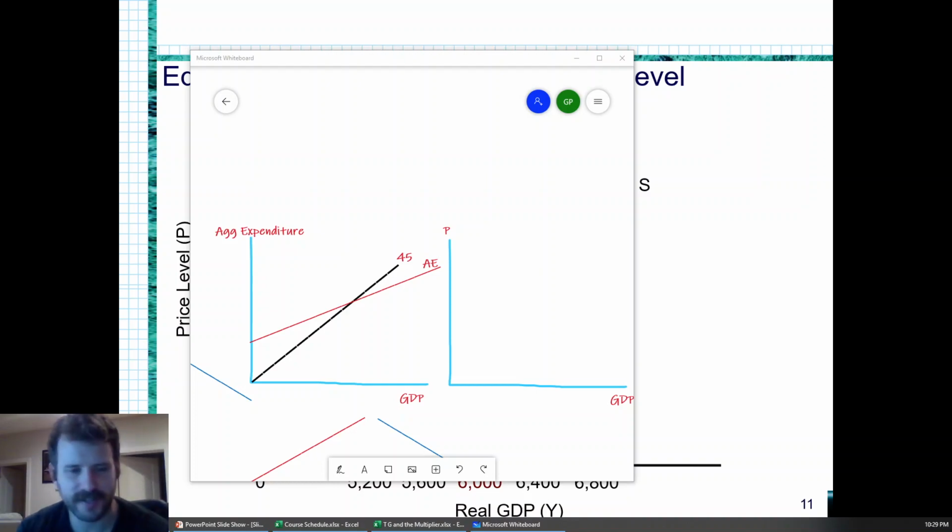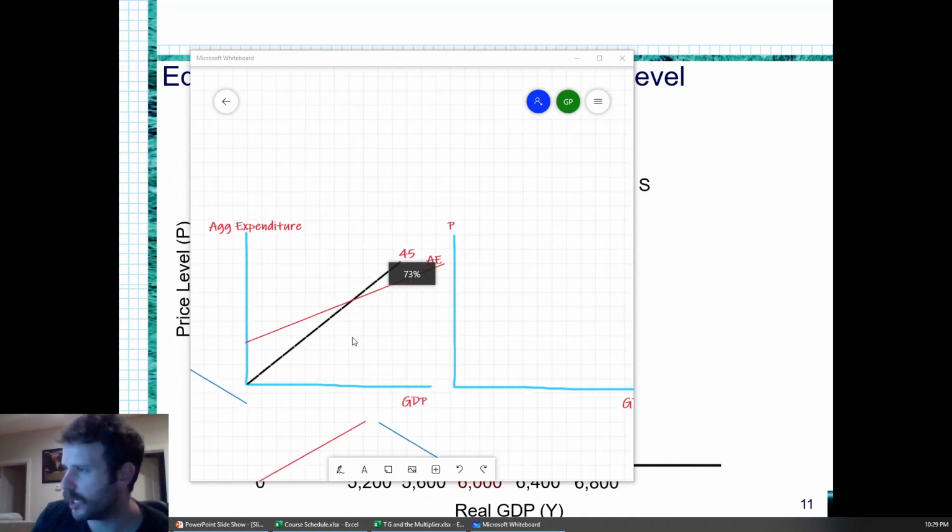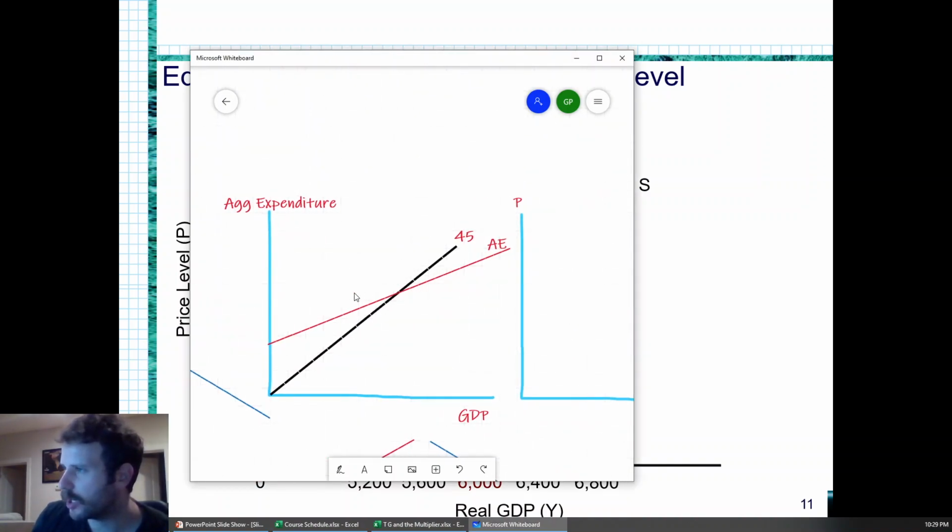Okay, so now I want to take a second. I want to talk about equilibrium. So far in this course, we've identified at least two different types of equilibrium. One is the equilibrium that we get over here. This is the equilibrium in aggregate expenditure, what we call the demand side equilibrium.